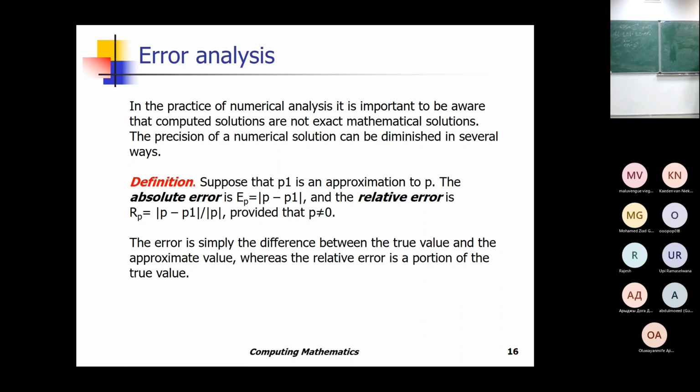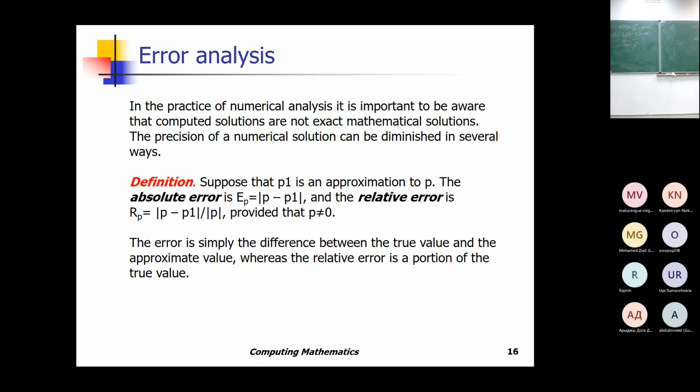Absolute error and relative error. The definitions are given here. Suppose that P is a real value. P can be, for example, the real value of a temperature right now. And P1 is our approximation of this real value. In this case, absolute error is just a module of a difference between P and P1.